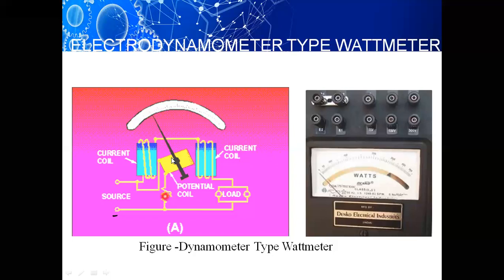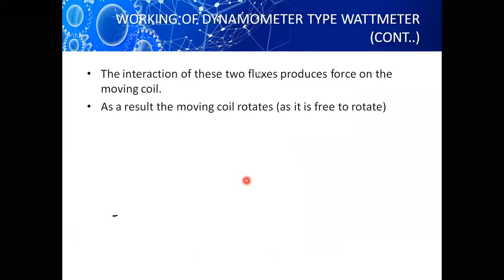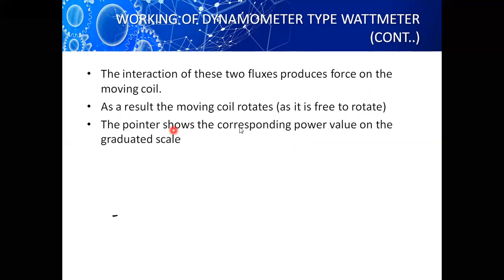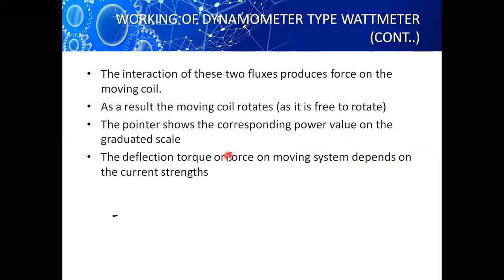Hence I say that the voltage across the potential coil is the same as the voltage across the load. Because of this connection, the current through the current coil is the same as the current through the load. Hence, our I1 is proportional to the current through the load, and our I2, which is the current through the potential coil, is proportional to the voltage across the load. Now there will be interaction of these two fluxes and force is produced. As a result, the moving coil will rotate as it is free to rotate. Now the pointer shows the corresponding power value on a graduated scale.